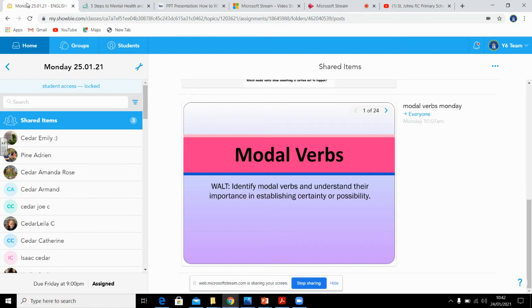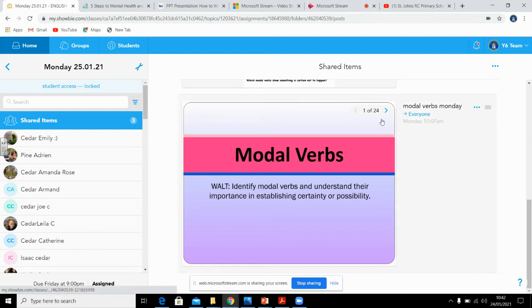Today, you're going to learn how to use modal verbs in order that you can use them in your piece of writing. Tomorrow, you're going to do reading comprehension based on plastic pollution. And then Wednesday, Thursday, Friday, you'll be planning, writing, and editing your piece of work. So let's begin. So, modal verbs. Today, you're going to be identifying modal verbs and understanding their importance in establishing certainty or possibility.